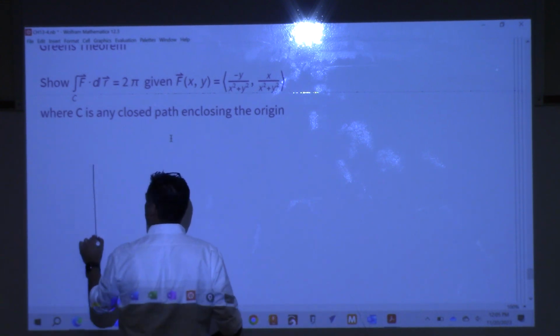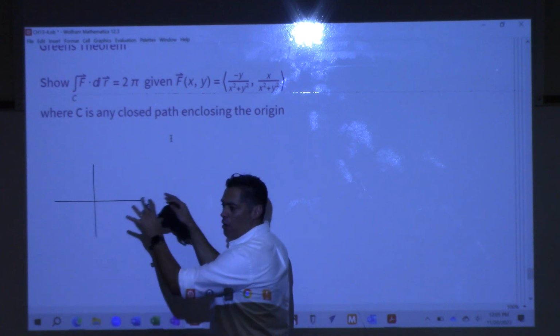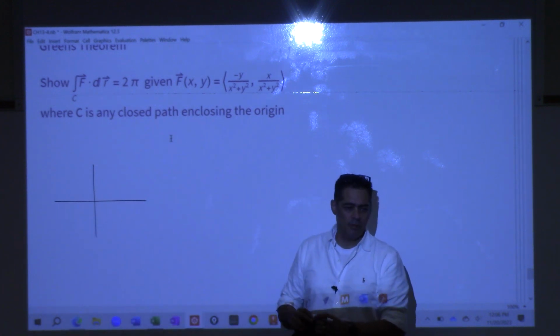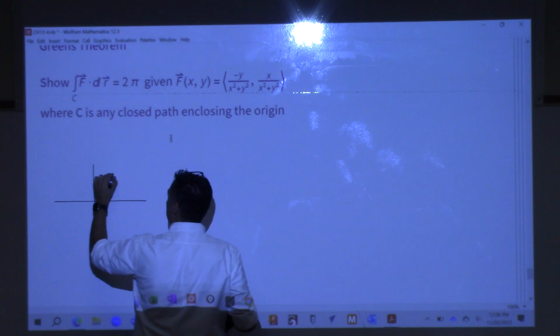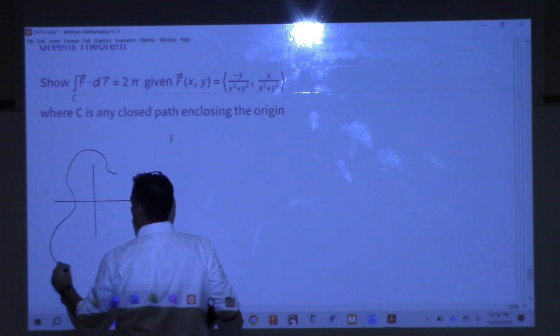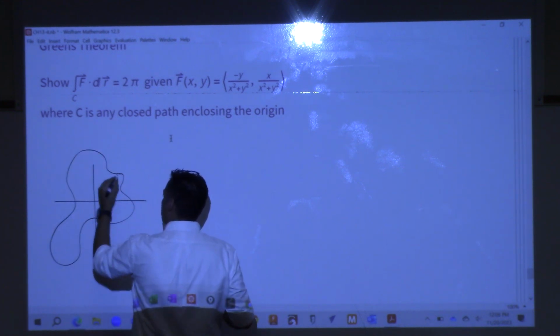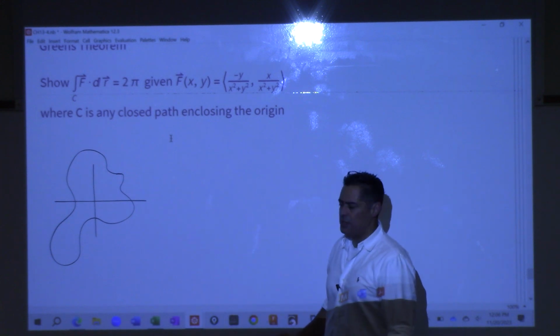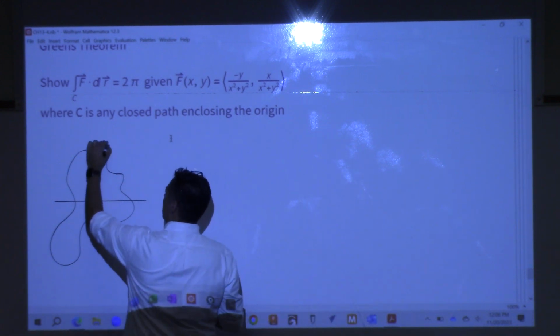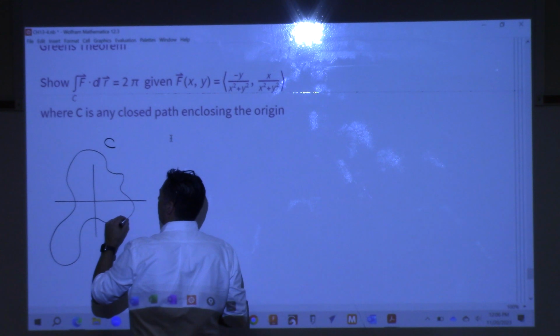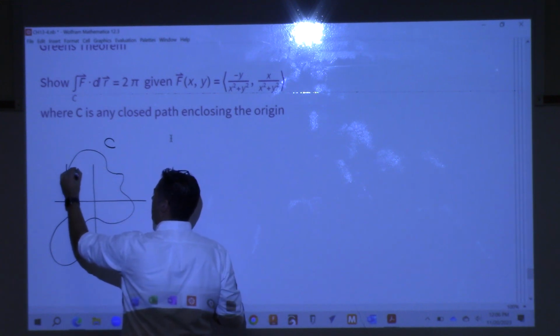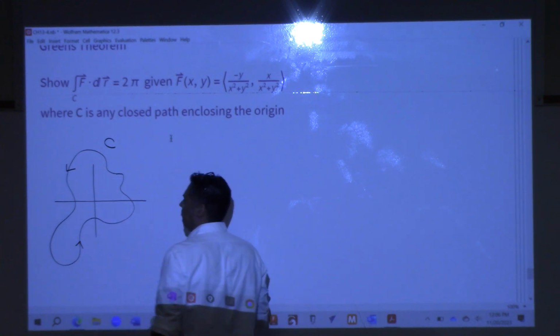I'm going to draw an arbitrary path. It's going to enclose the origin. Y'all just let me know if you're satisfied with that path. Is that okay? Is that sufficient for an arbitrary C? I'm going to call it C. And for this C, I'm just going to orient it positively, like that.